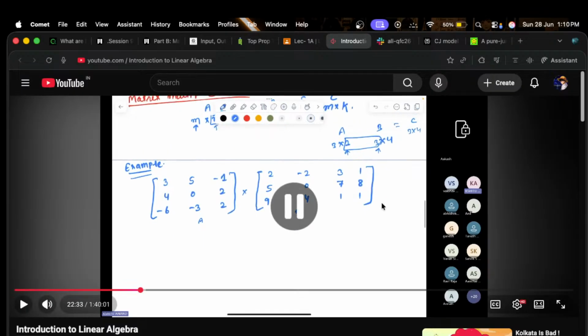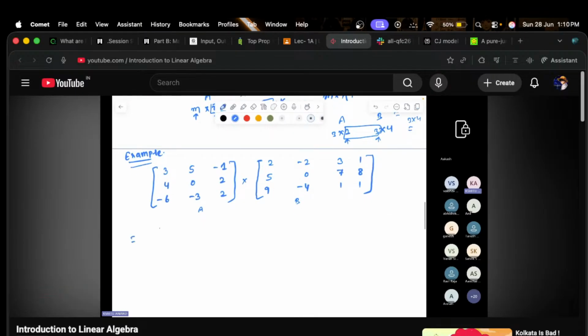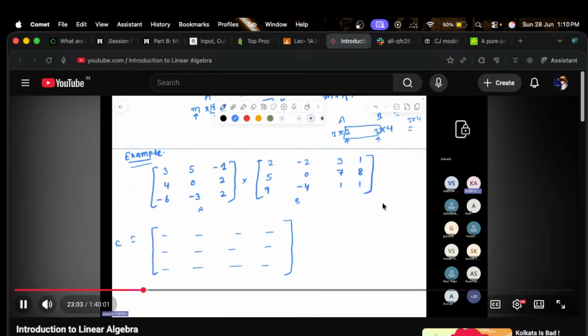So as you already know, the resulting matrix will have a size of 3 into 4. So let us first create a matrix. So basically 3 rows and 4 columns, right? So 1, 2, 3, and 4. 1, 2, 3, 4, 1, 2, 3. So this is the resulting matrix that I'm proposing, right? So now let us see how we multiply it.